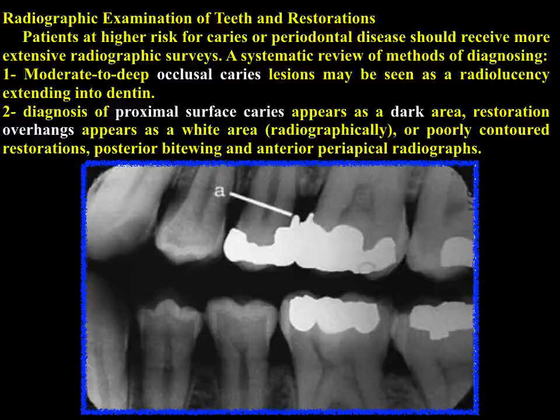Two, diagnosis of proximal surface caries: it appears as a dark area. Restoration overhang appears as a white area radiographically, as do poorly contoured restorations, posterior biting and anterior periapical radiolucency. In the radiograph, we can see clearly the overhang as a radiopacity, white in color, and we can see the caries as a radiolucency, black in color.